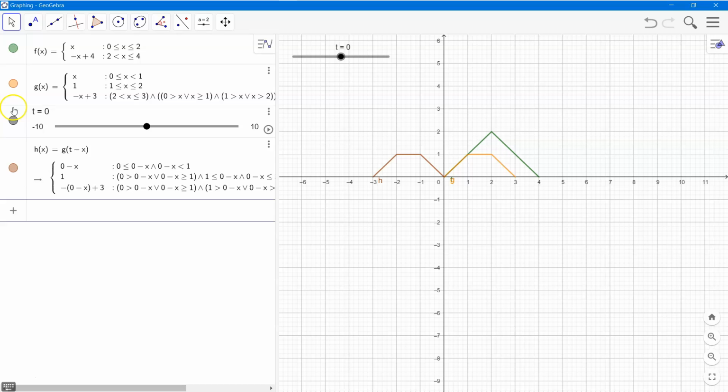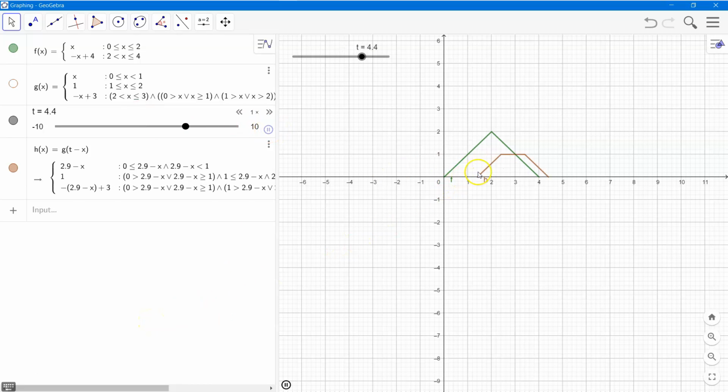Okay, so now I can hide this, and now what I want to be able to do is slide it. For that I just have to animate this. So now you see this graph slides through the first function, that is f of x. This is sliding over this graph.